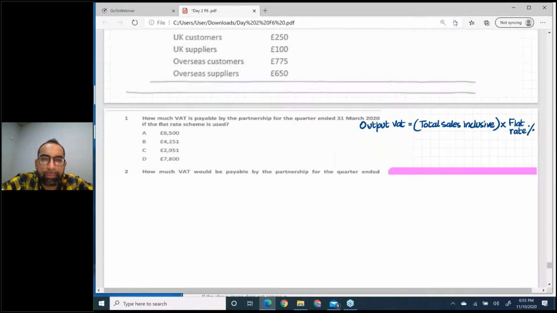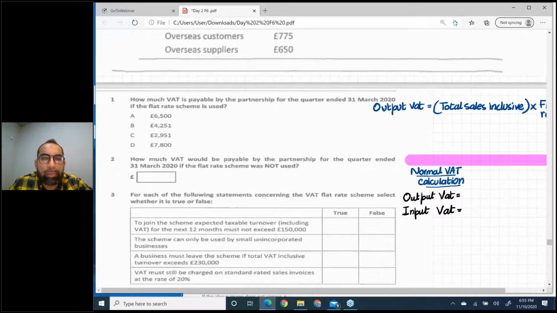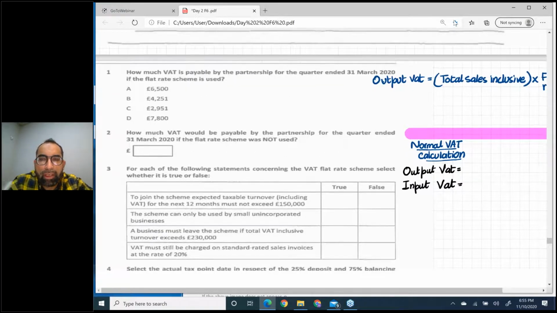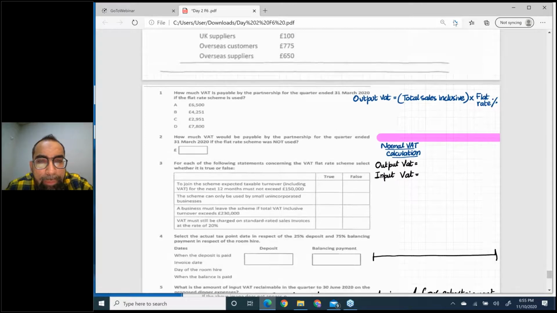Now, see the question: how much VAT is payable by the partnership for the quarter ended 31st March 2020 if the flat rate scheme is used? Now you tell me, boys and girls, when we use flat rate scheme, there are two news. One is bad news and the other one is good news.